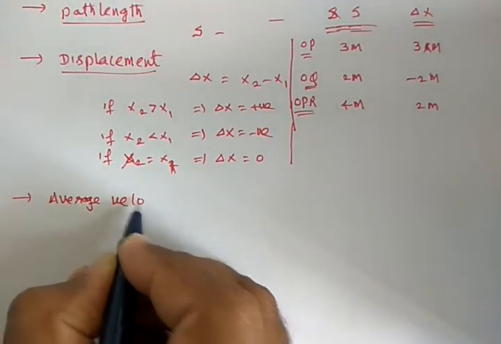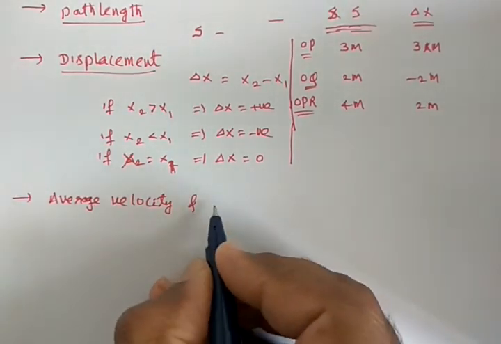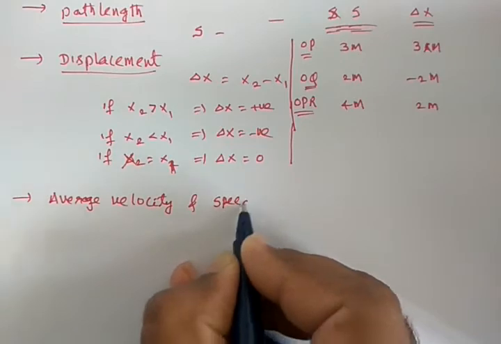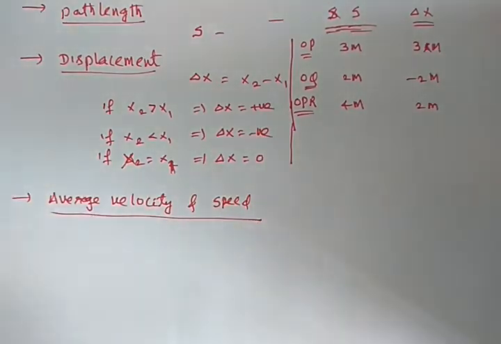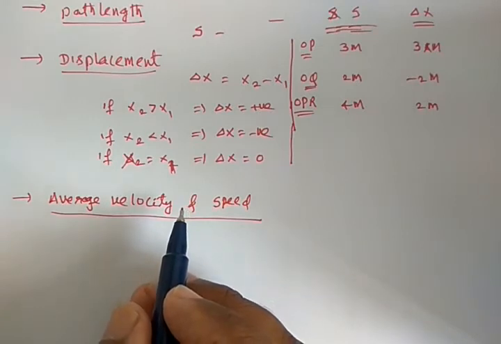Average velocity and average speed also. Let us define average velocity and average speed. Average velocity is defined as the change in position, or displacement, divided by the time interval.